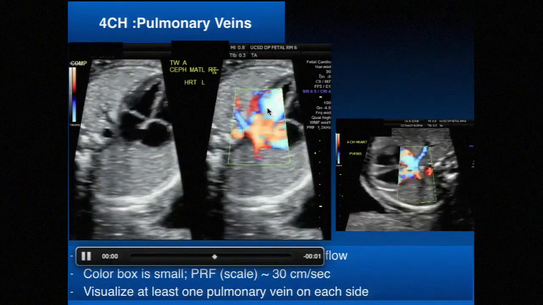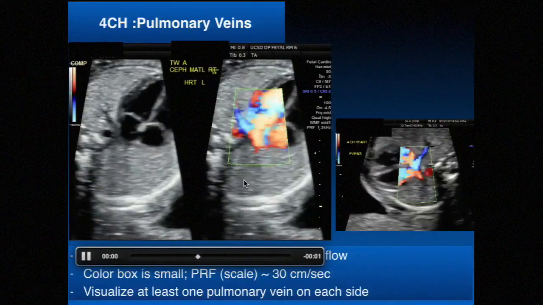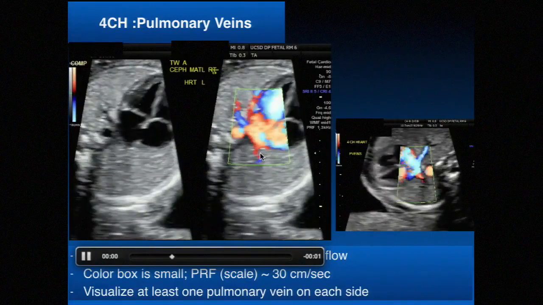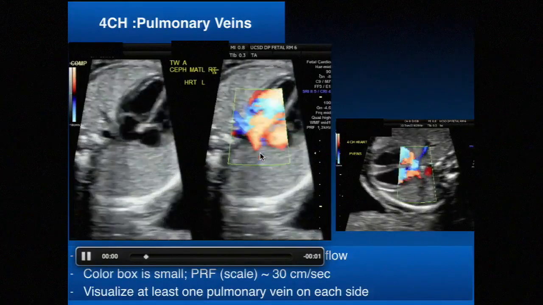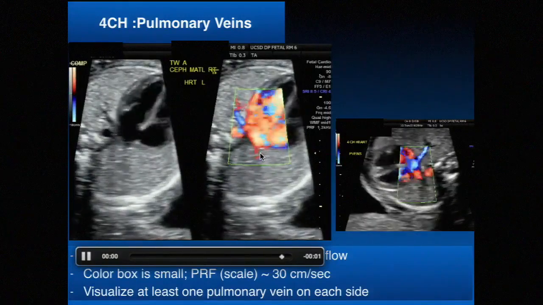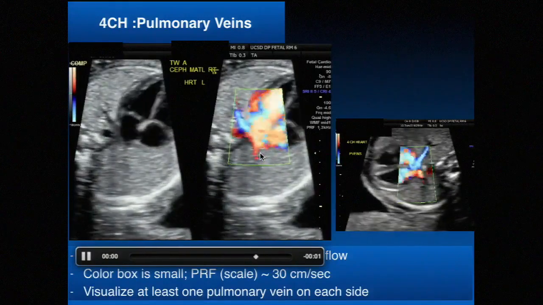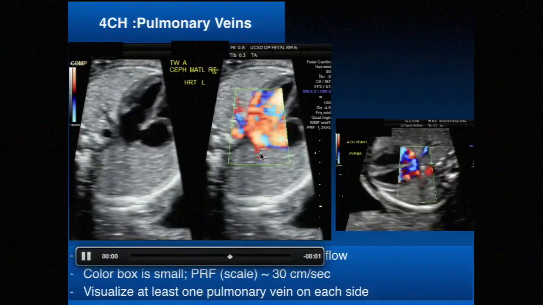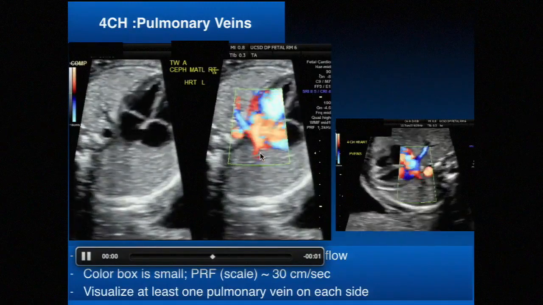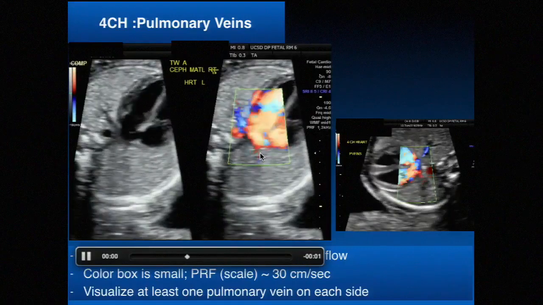So scale is going to be low because you're not having high velocity flow through this. So turn your scale down to about 30 centimeters per second. And you want to see at least one vein on each side in order to confirm that there's no significant abnormalities with the pulmonary venous return.